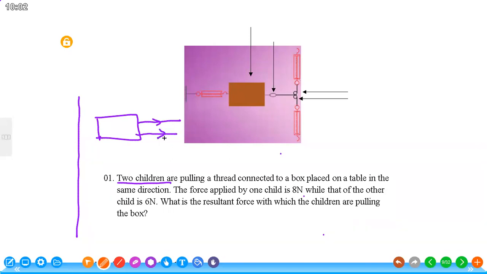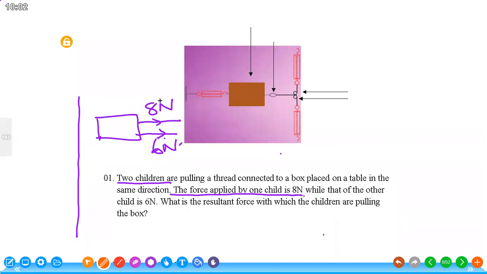Then same directions. Question: the force applied by one child is 8 Newton, while the other child applies 6 Newton. It's an easy question, I feel. So what is the resultant force? Here the forces are in the same direction.